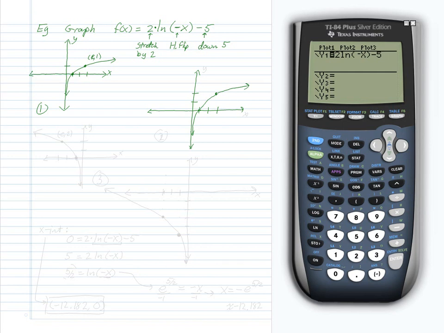Then we want to flip this thing horizontally. So all of these points that we know will be reflected across the y-axis, mirrored onto the other side horizontally. So (1, 0) is going to become (-1, 0), and (e, 2) will reflect across to (-e, 2).